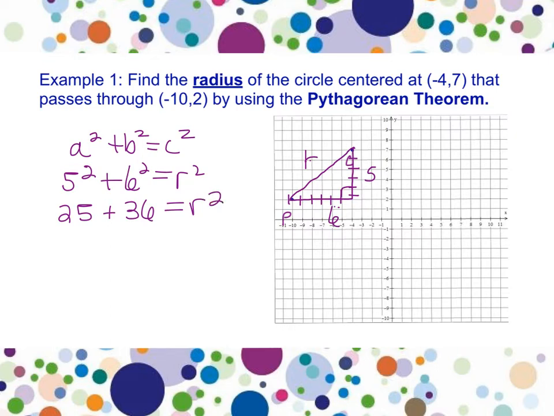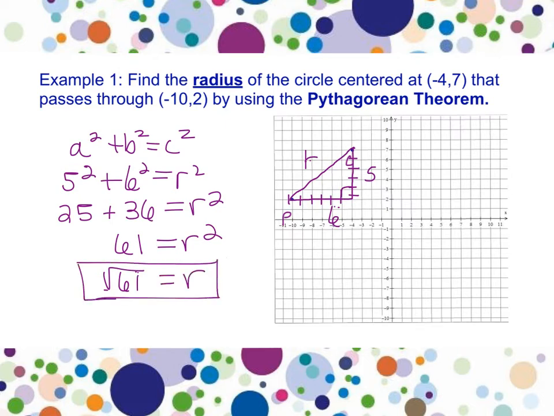And then I'm going to add those together. And let's see, 25 plus 6 is 31, plus 30 more is 61. So I should get 61, unless I made a mistake just now, for the value of my radius squared. And then I could take the square root of both sides. So the square root of 61 is the value of my radius. Now we could approximate that as a decimal, but I'm fine if we just leave this as a radical expression.